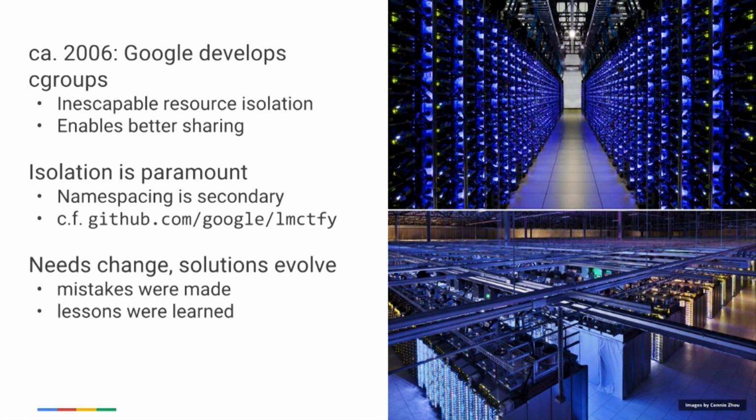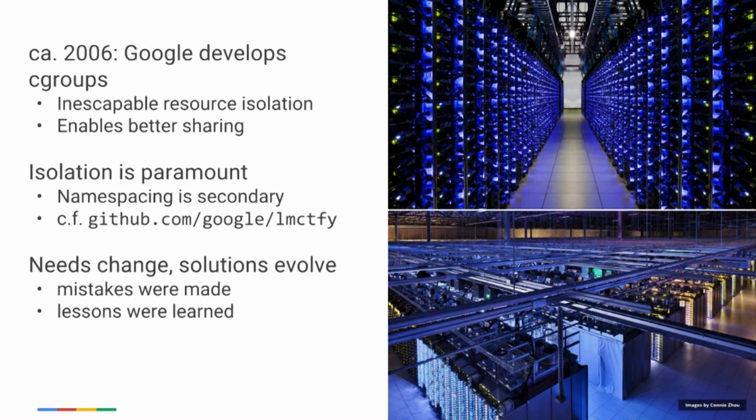Now, at Google, it's important to remember isolation is paramount. It's absolutely everything that matters. All the stuff about namespaces, they're secondary. They don't even really matter. For example, if you go look at this project called Let Me Contain That For You, then you'll see that the very first versions of Let Me Contain That For You don't even have namespace support, right? Let Me Contain That For You is literally our internal container code that we have open sourced. So it landed around the same time as Docker, a few months after Docker. It's not really a competitor to Docker, so I'm not going to spend any more time talking about Let Me Contain That For You, except as an example of what we do inside Google.